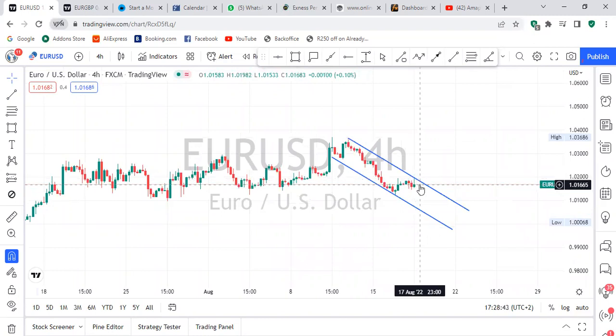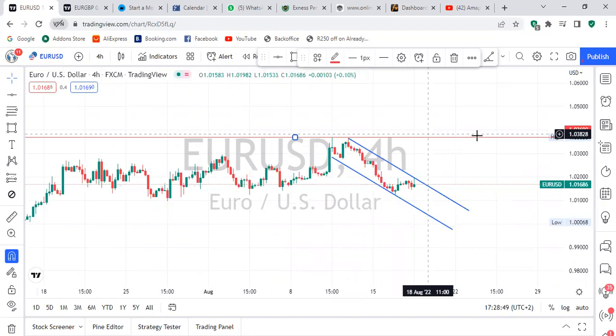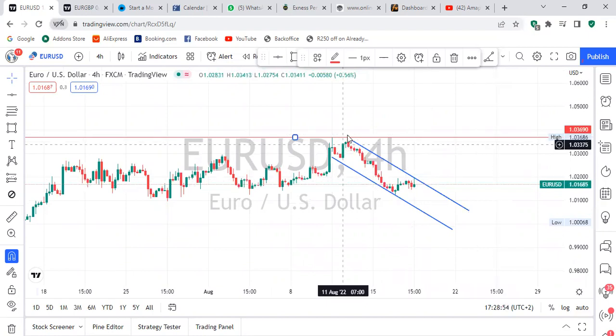Where is the price going? Price is going to this area here where we set our trend line. So this will be our take profit area if it breaks. This is the highest price of the day.